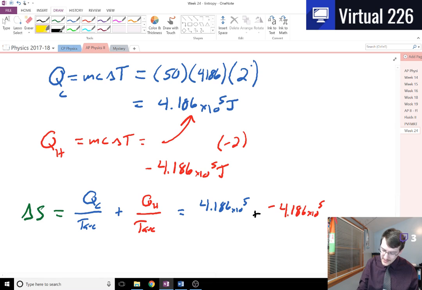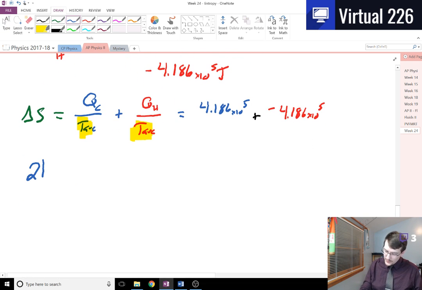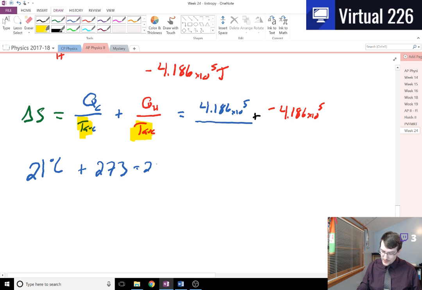And the reason being is because you have these average temperatures. If you think about the cool water, it was starting at 20 degrees and went up to 22. So its average temperature was actually 21 degrees Celsius. And if we convert that into Kelvin, 21 degrees Celsius, convert to Kelvin, we are adding a positive 273 to that. So that becomes 294 Kelvin. This is 294 Kelvin here.